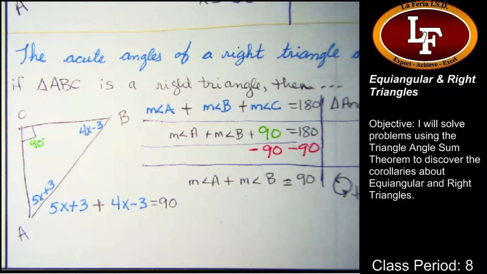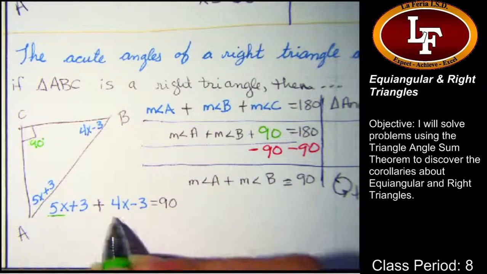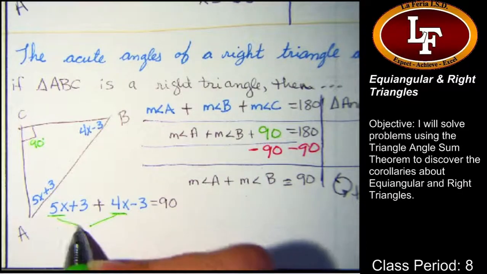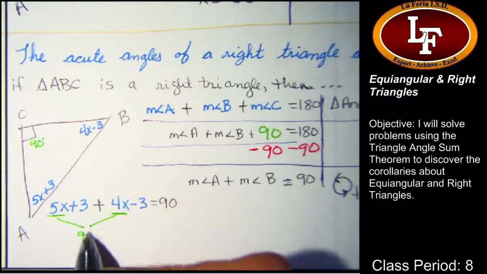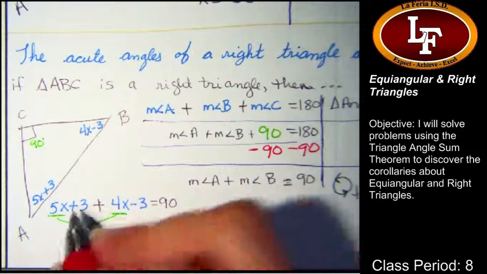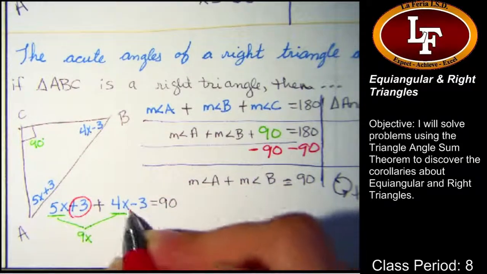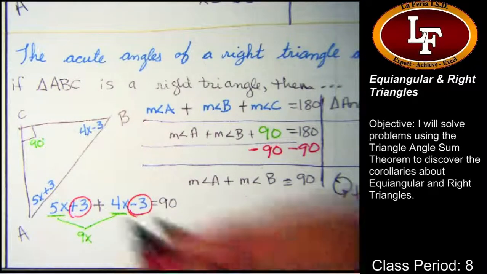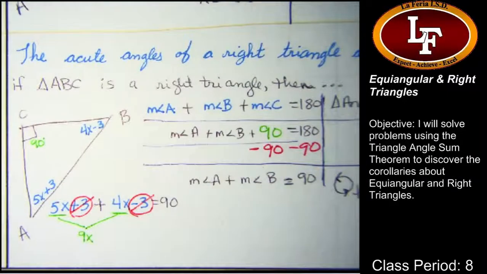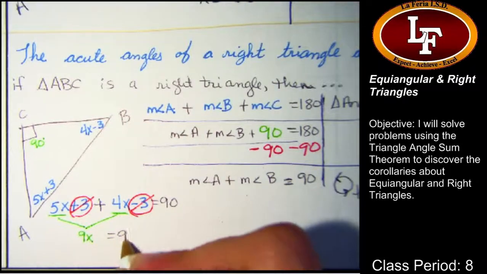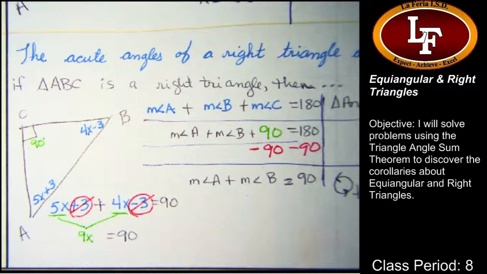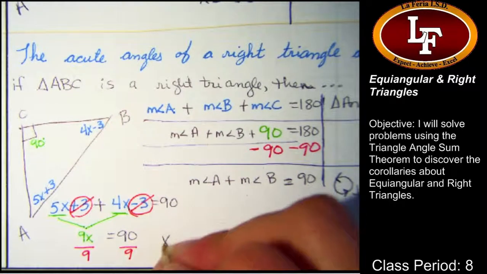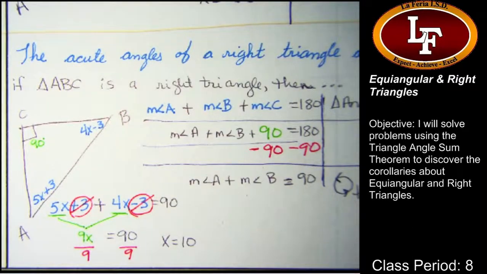Now we're going to solve for x. This thing plus this thing, those are like terms. Here are some like terms too, the numbers: positive 3 with a negative 3. They cancel and go away. So that equals 90. Now what? Divide both sides by 9 to get rid of that multiplication of 9, and x now equals 10.